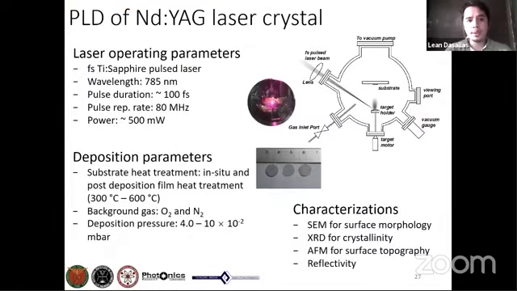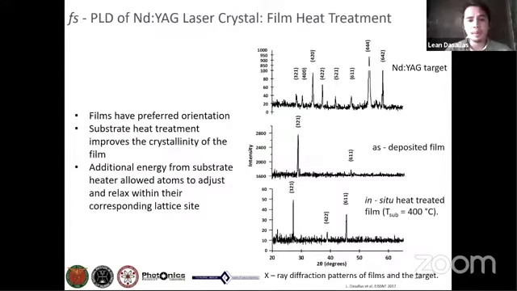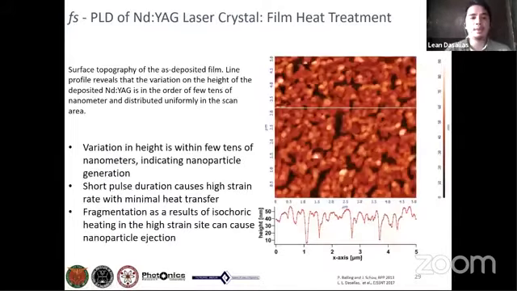So what we did is we used the femtosecond titanium sapphire laser, a femtosecond pulse laser, to do the deposition. In this case, we used Nd:YAG laser crystal as our target for the deposition. So this is the X-ray diffraction pattern, and we see that the produced film has a preferred orientation in this direction, and the structure can be improved by application of heat treatment.